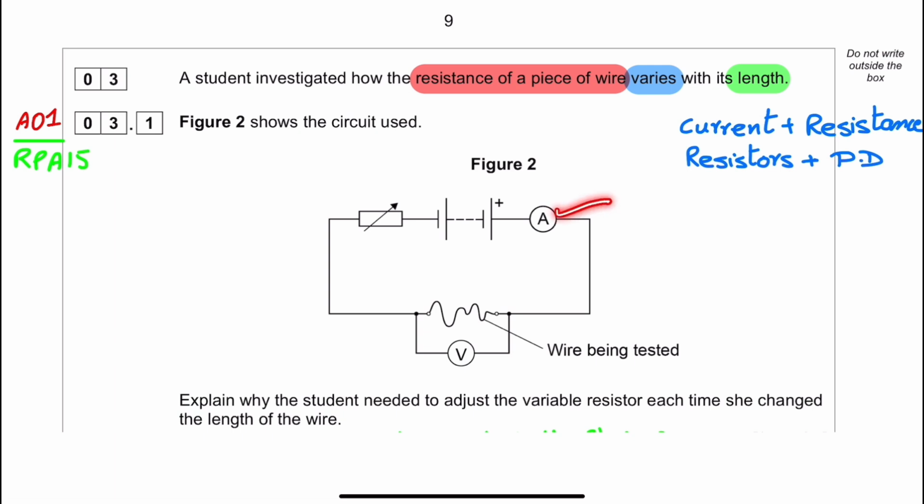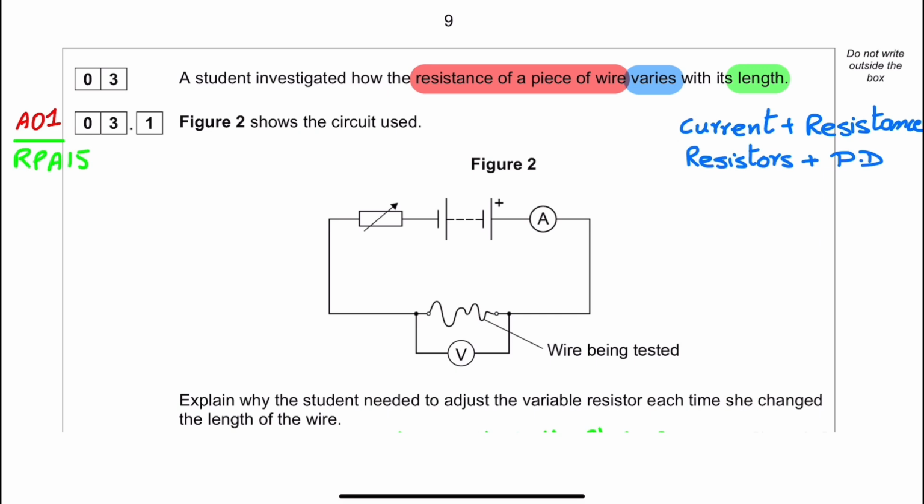The ammeter is present. The piece of wire which needs to be tested is present here. The voltmeter is connected across the wire. The variable resistor is present, which plays a very important role, and the battery or the cell is here. Explain why the student needed to adjust the variable resistor each time she changed the length of the wire.